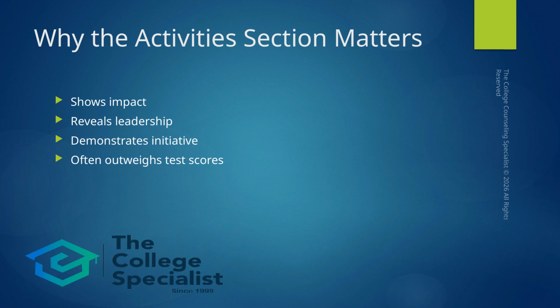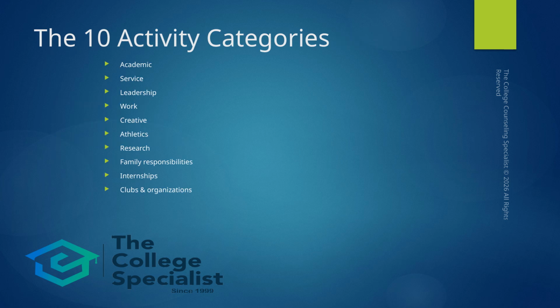The Common App organizes activities into 10 categories to help admissions officers quickly understand the type of involvement you've had. These categories include academic activities, service and volunteering, leadership roles, paid work, creative pursuits, athletics, research, family responsibilities, internships, and clubs or organizations. Categorizing your activities correctly ensures colleges interpret your involvement accurately and fairly.